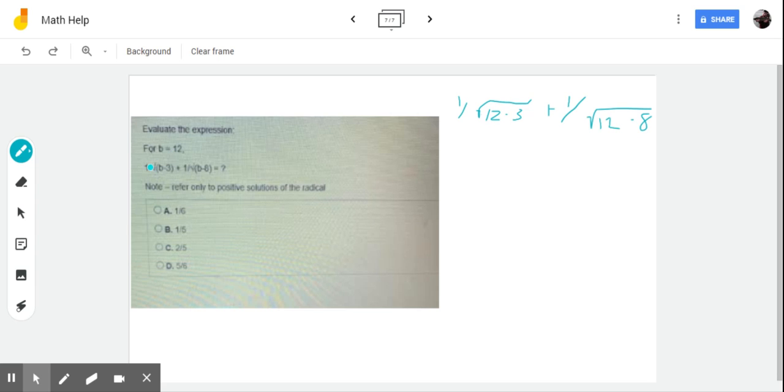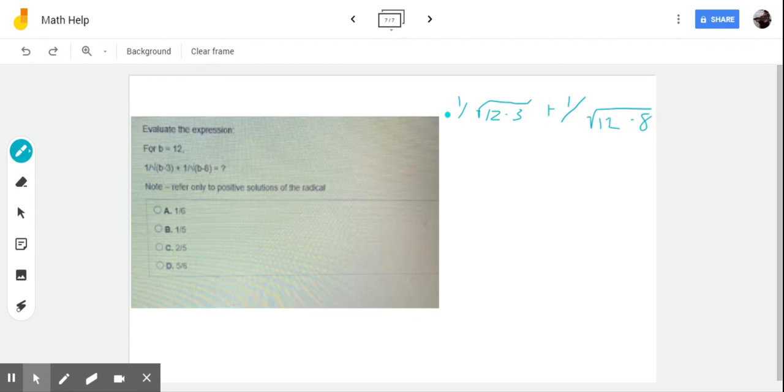Asks us to evaluate the expression for b equals 12. The symbols are a little bit confusing. They have 1/ that just means division, and then square root of b minus 3, so we're taking the square root of the whole thing. And then we're adding to that 1 divided by the square root of b minus 8.